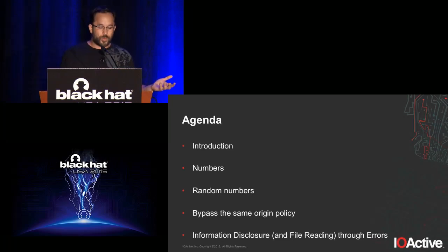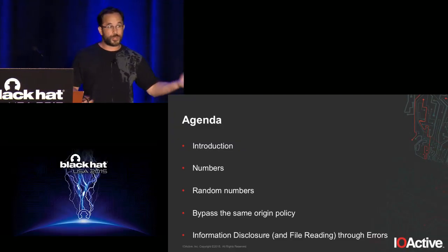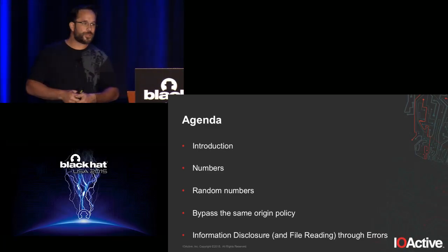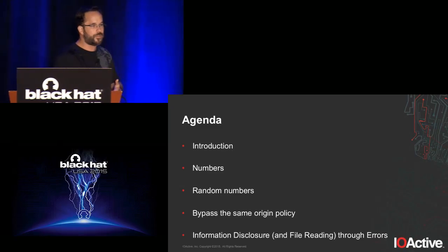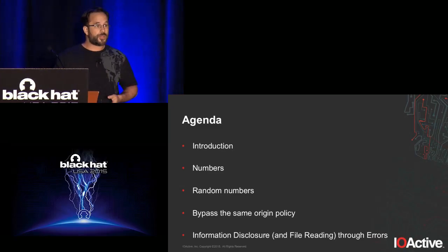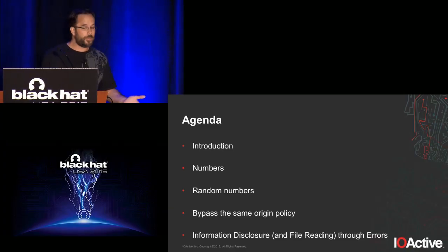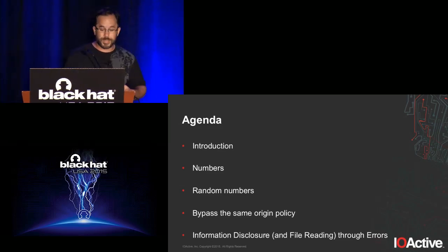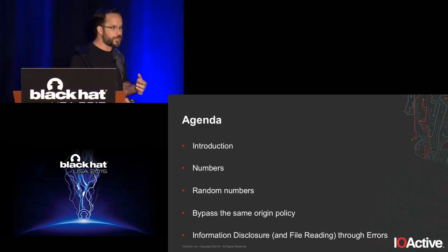So quickly going through the agenda, I will tell you a little bit how an attacker will be able to use this, how we'll be able to identify who's the target, and then I will go through how numbers may be used either to steal money or to affect the integrity of the information, how random numbers may make the applications insecure, as they may be predictable. I will bypass the same origin policy on a web browser using XSLT, and finally I will talk a little bit about information disclosure through error messages.